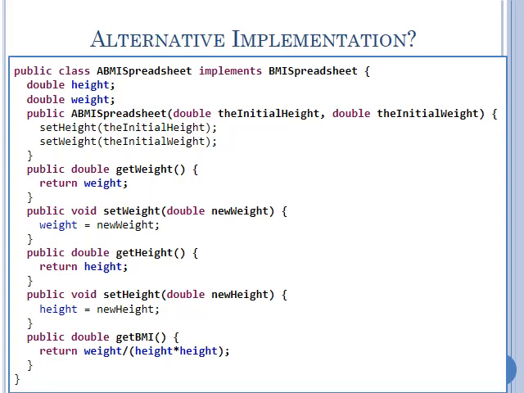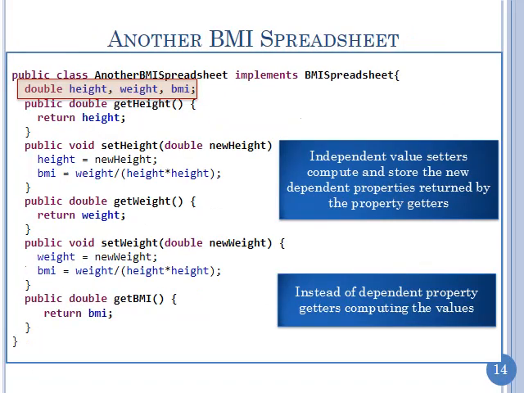So when is the value assigned to the property, to that third extra variable? In set weight and set height. Okay. So I have another BMI spreadsheet, and now I have BMI in a variable.